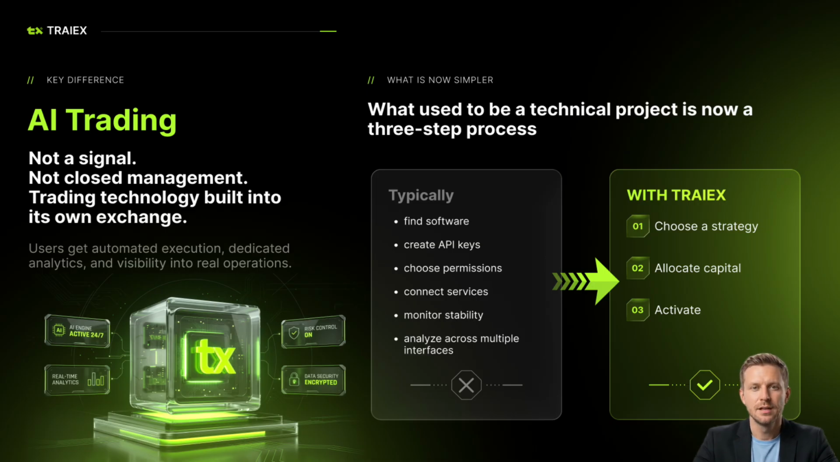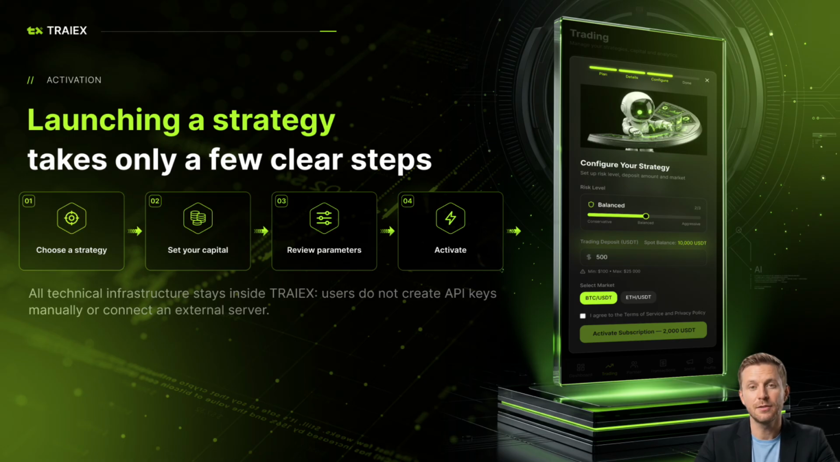Third-party automation can be effective, but for a regular user, connecting it often becomes a separate technical project. You need to create API keys correctly, restrict permissions, connect several services, monitor the connection, and analyze the results separately in different interfaces. The person has not started trading yet, but is already forced to deal with infrastructure. In TRAIEX, the technical part is automated. After registration, funding the account, and purchasing a subscription, the user selects an available strategy, defines the amount of capital, and activates it. There is no need to manually create API keys, rent a server, or look for compatible software. The connection process is built so that even a person with no trading or technical experience understands what is happening.